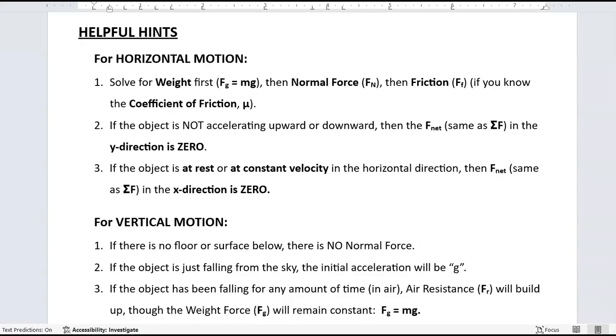If the object is at rest or at constant velocity in the horizontal direction, that is the x direction, then the net force is zero also in that direction. That might be the case where nothing is happening in the horizontal direction, or maybe it's being pulled with an applied force, but there is a friction force in the opposite direction that is exactly equal to the applied force. The two forces cancel out, so the object can be at rest, or it can have a constant velocity, especially when the net force is zero.